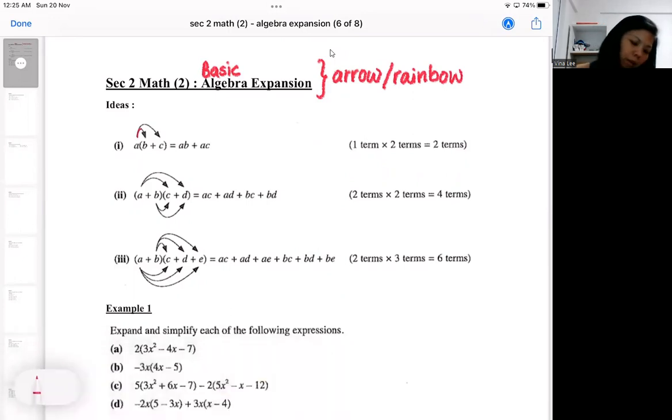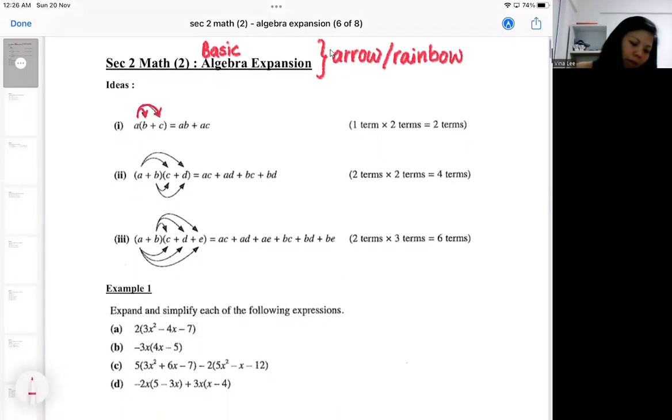So basically in Set 1, you already learned this kind of expansion. Each arrow represents a multiplication. When you do the multiplication, you need to take note of the sign. Negative, negative becomes positive. That is where some of you will make careless mistakes. You learned this in Set 1, and this example is a Set 1 example.